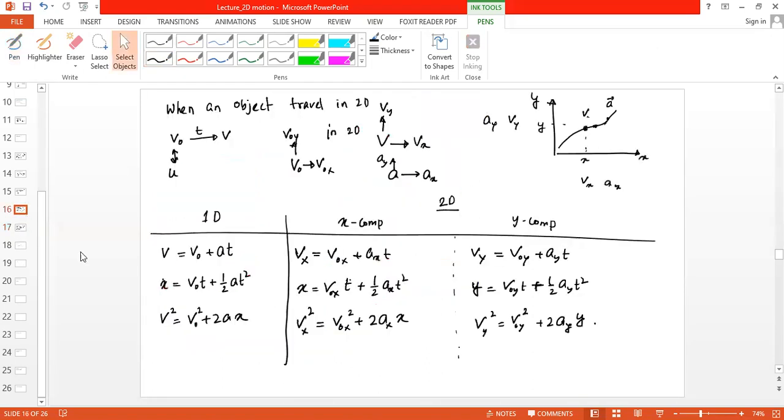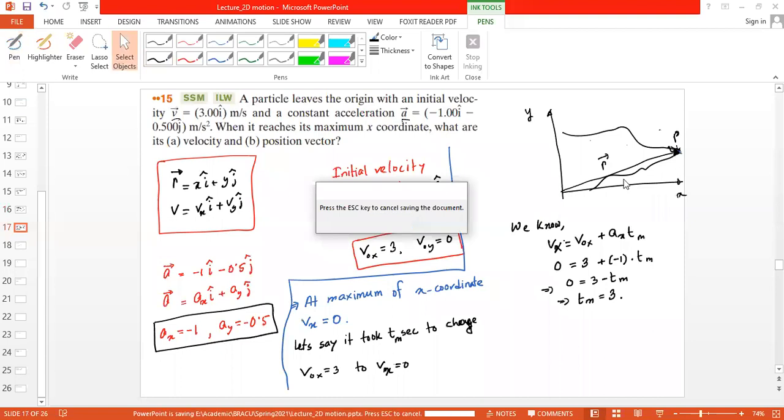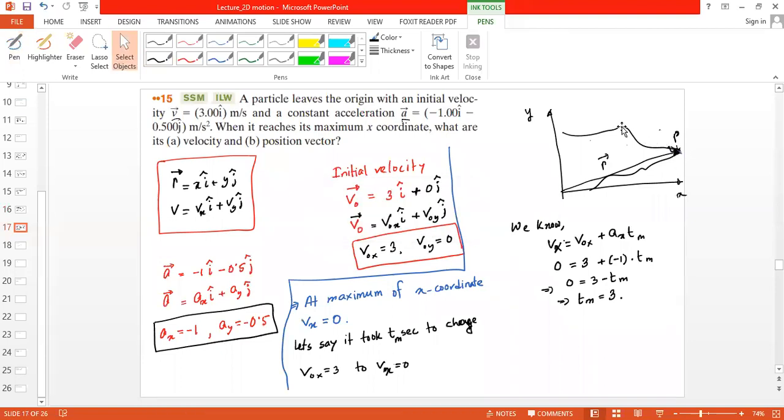গত ক্লাসে দেখো, এক্স কম্পোনেন্টের জন্য যদি ইকুয়েশনগুলো লিখি, this vx equal to v naught x plus ax t, তাহলে you can write this as vx is 0, v naught x is 3, plus ax is equal to -1 times tm. So my 0 equal to 3 minus tm, or I can say tm equal to 3. It's clear? That means tm is the time during which it reaches the maximum of x coordinate.